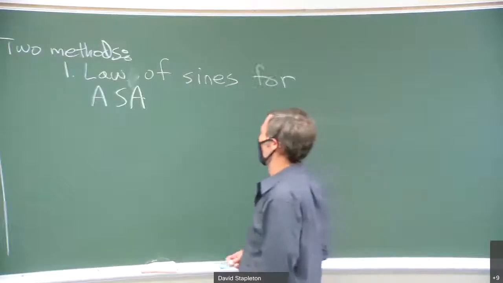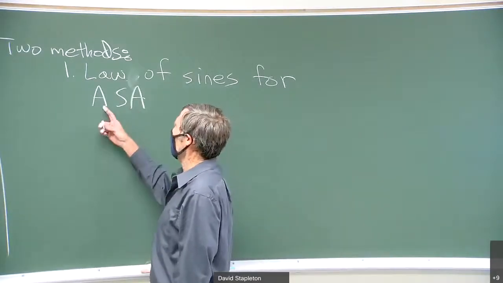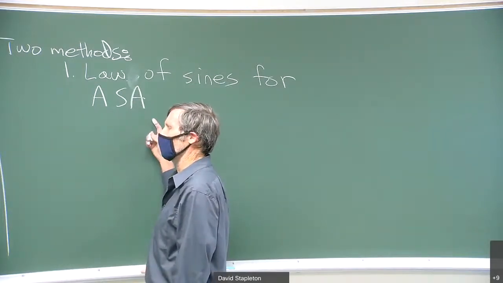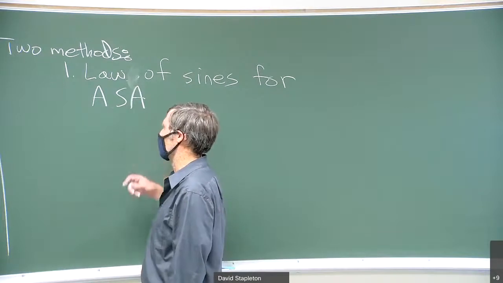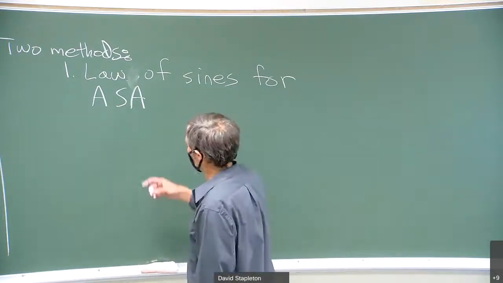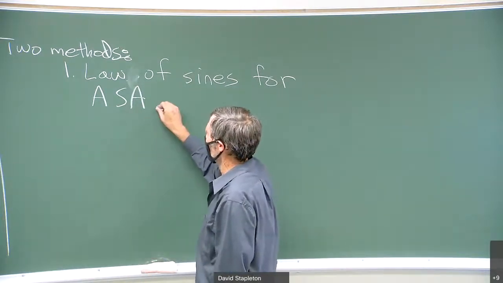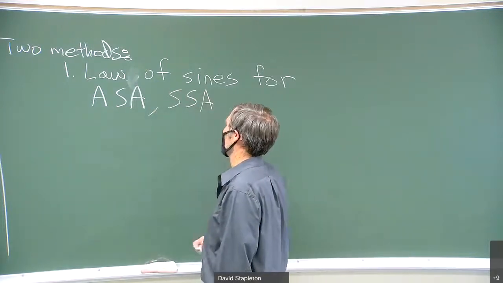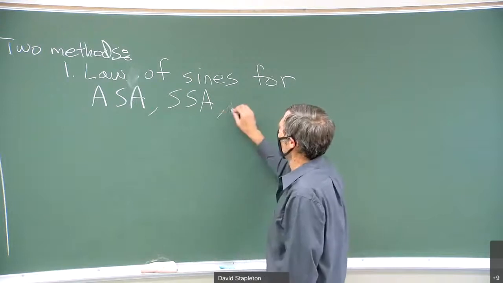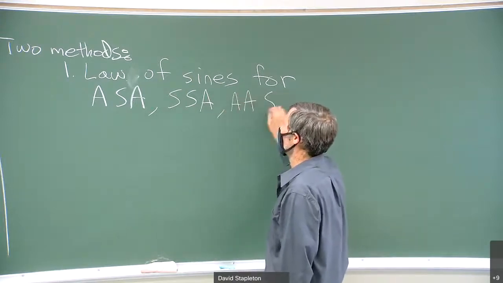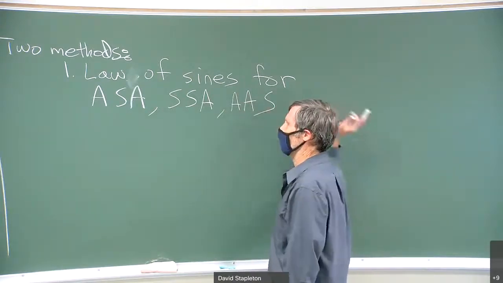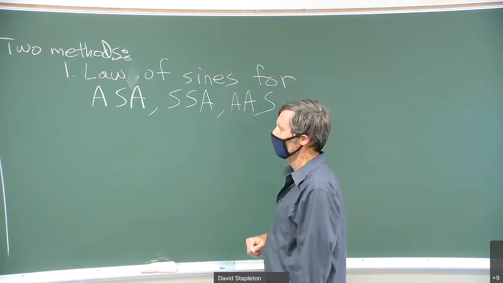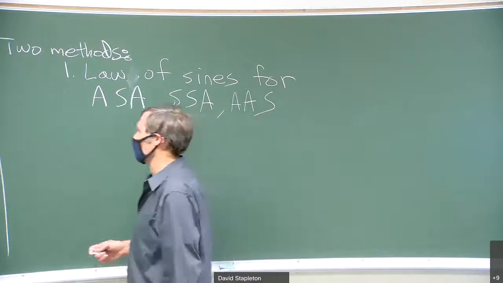One of them is the law of sines. This works for when you're given an angle followed by a side followed by an angle. You can rotate around the triangle counterclockwise or clockwise, it doesn't matter, as long as it goes angle to side to angle in that order. Or if you have side, side, angle. Or angle, angle, side. Those three cases, the law of sines will solve the triangle quickly. You don't have to drop perpendiculars and deal with multiple equations and multiple unknowns.